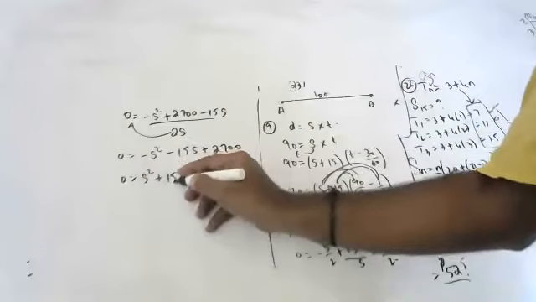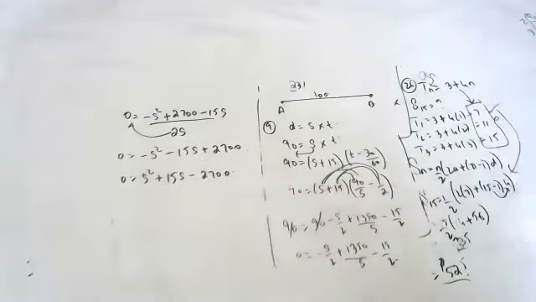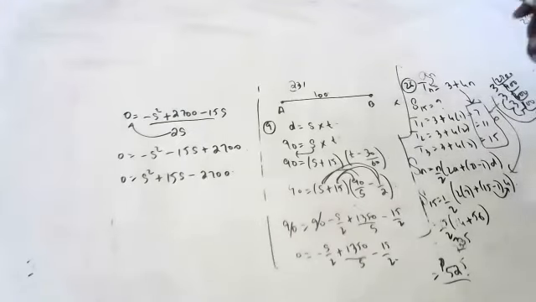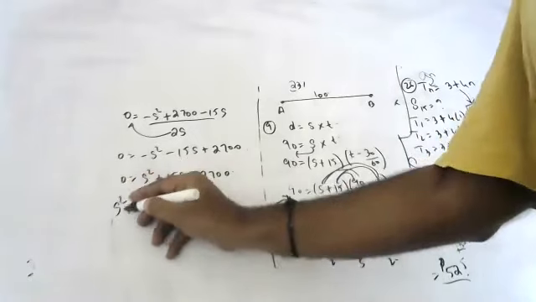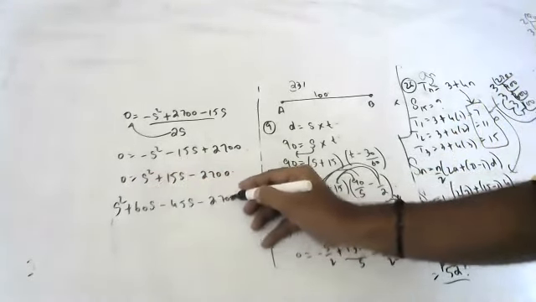Okay, children, what are the factors for 15 and 2700? So what are the factors, children? 15 and 2700. 2715, children. Anyone? 60 and 45, children. So s square plus 60s minus 45s minus 2700 is equal to 0.